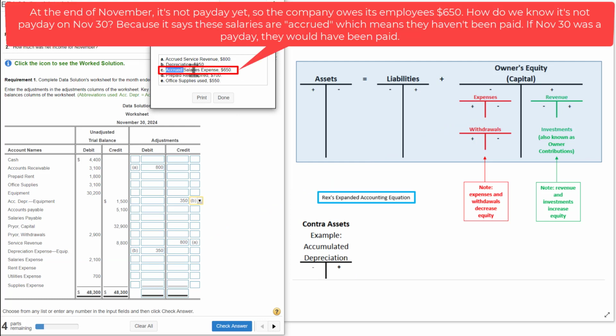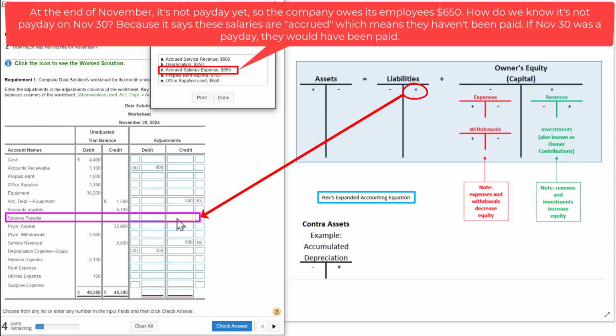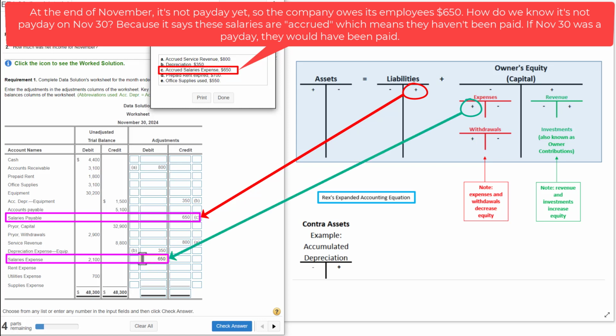Next, we've got accrued salaries expense. So accrued means the salaries have accrued, they've accumulated, but have not yet been paid. So because they've not yet been paid, we owe these salaries to our employees, which means we need to increase the liability. How do we increase the liability? With a credit. So I'm going to find salaries payable right here. $650 credit because it's increasing, adjustment C. And then we have to record salaries expense for the same amount, $650, adjustment C.